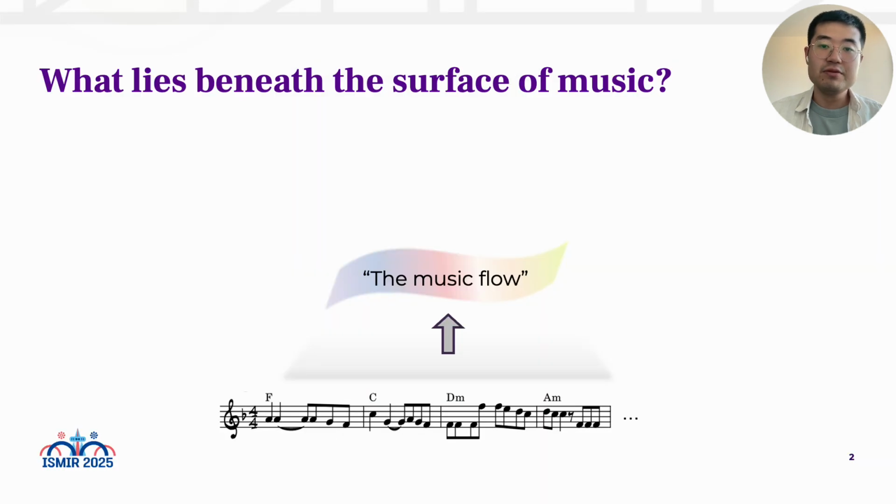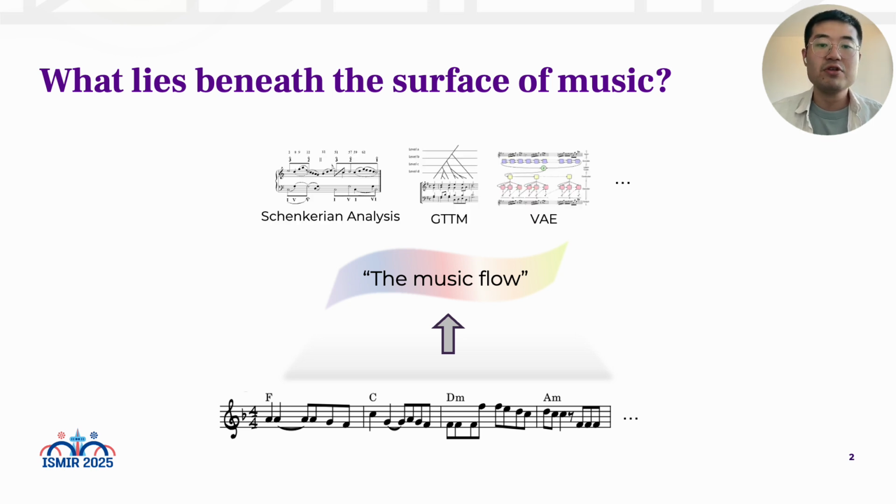In music generation, people have found hierarchical models helpful to model music structure, with the idea that there's some underlying music flow capturing latent music dynamics. This is not a new idea to musicologists, though, who have been modeling this music flow for a long time, such as Schenkerian analysis, generative theory of tonal music, and machine learning analysis of latent representations.